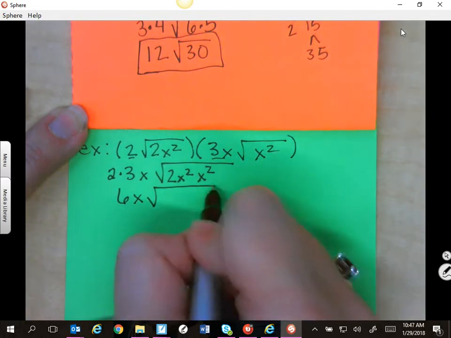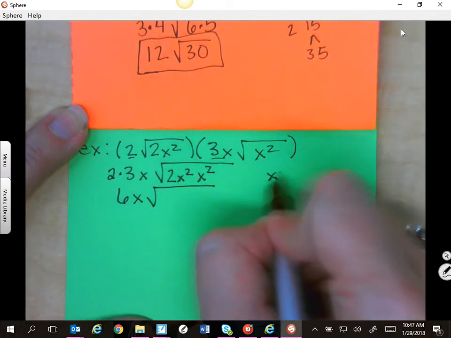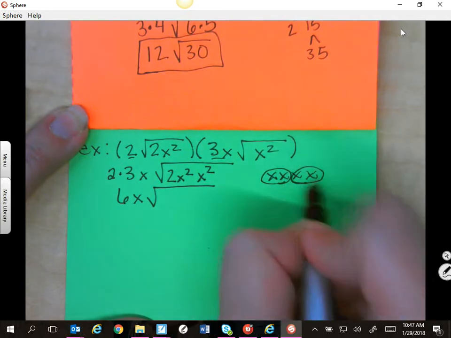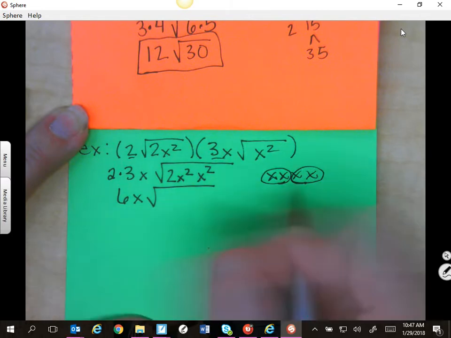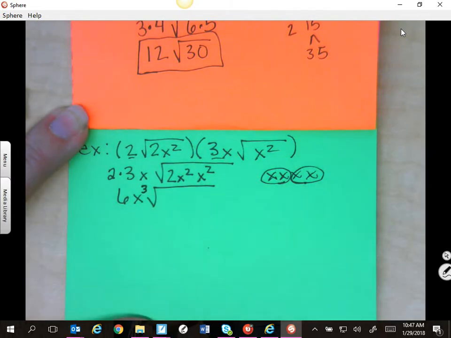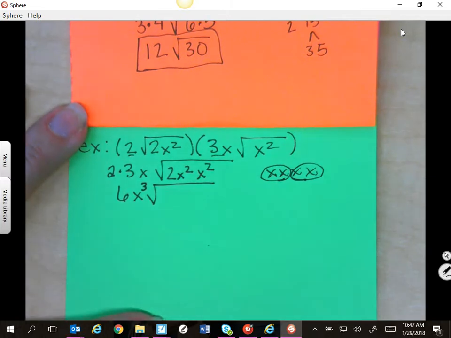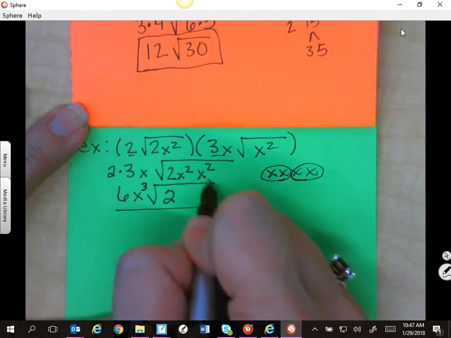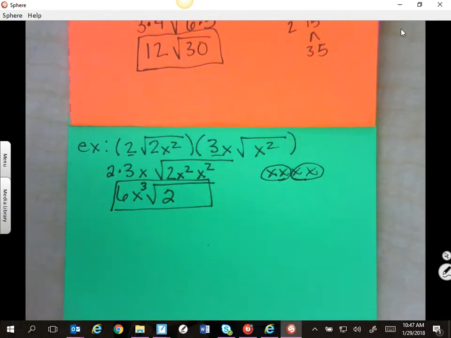Now be careful here. We have x squared, which are 2 pairs. So I already had an x outside, and I'm going to have 2 more. So now I have 3 total x's outside, which leaves me just a 2 inside. Okay?